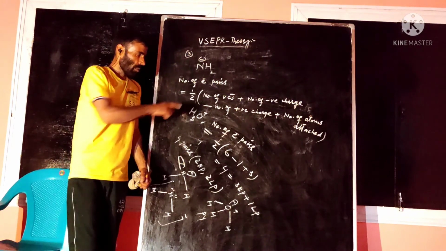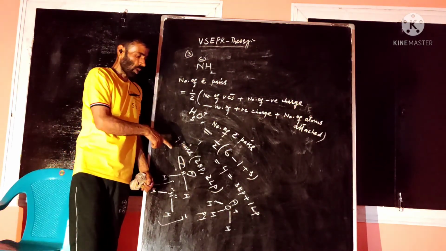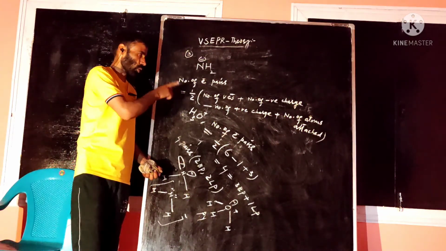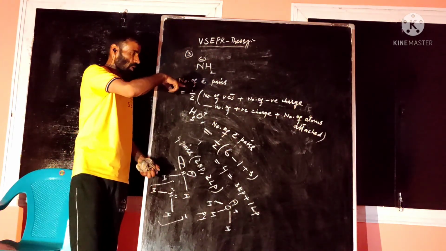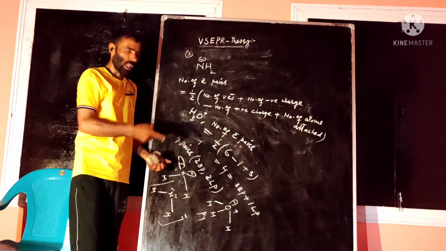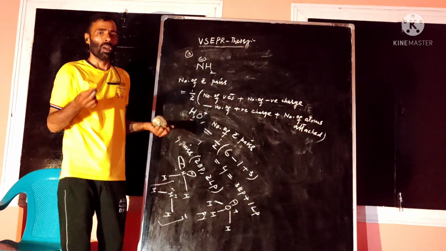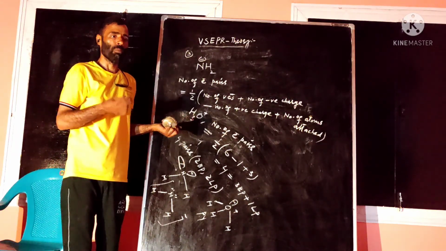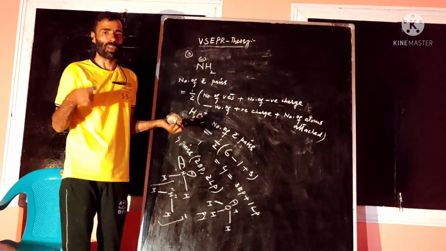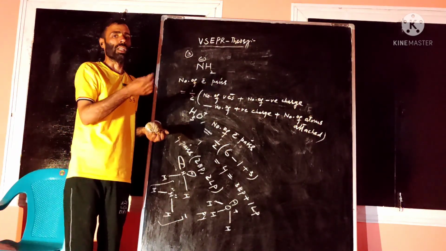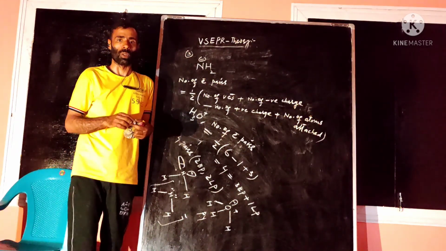In this way, by looking at this formula, we can count the bond pairs and lone pairs, meaning total bond pairs plus lone pairs around the central atom, and it will become easier for us to determine the shape of any molecule, whether that molecule comes in your entrance level examination or your board level examination. You can determine the shape of any simple molecule. Thanks.